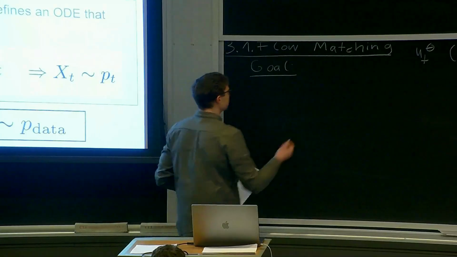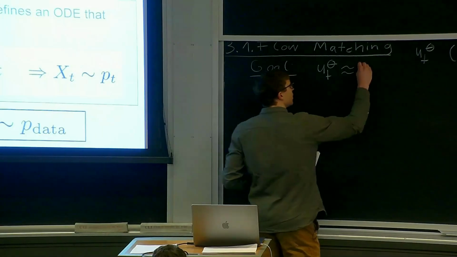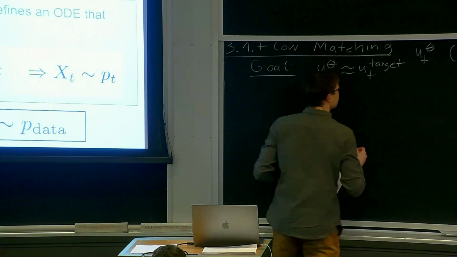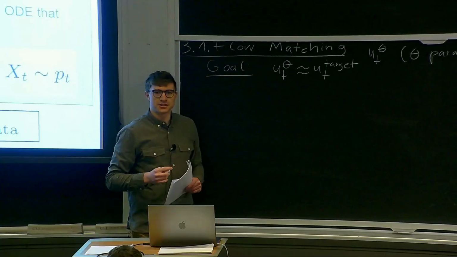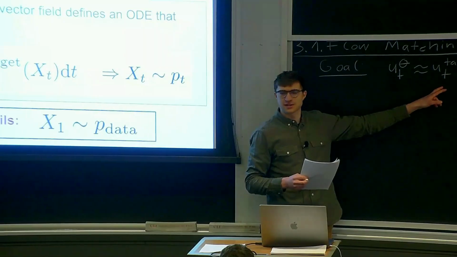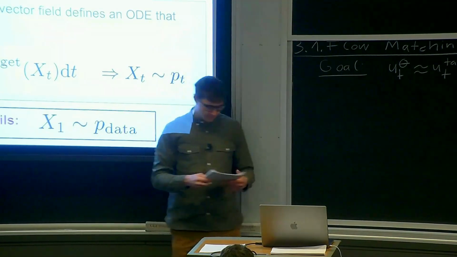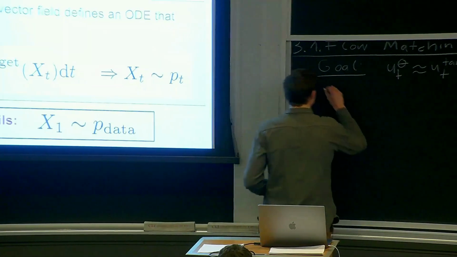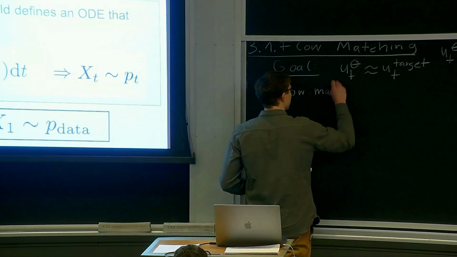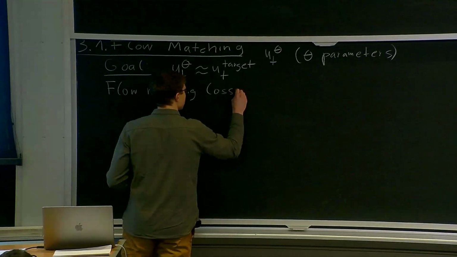So the goal of training is that u_t^θ, our neural network, approximately equals the target, which is the marginal vector field. Okay, so the goal of flow matching training is to learn the marginal vector field. Because if we've done that successfully, we can essentially generate by replacing this with the neural network. So, there's now a natural loss that we can define for this property to hold, and that's what's called the flow matching loss.